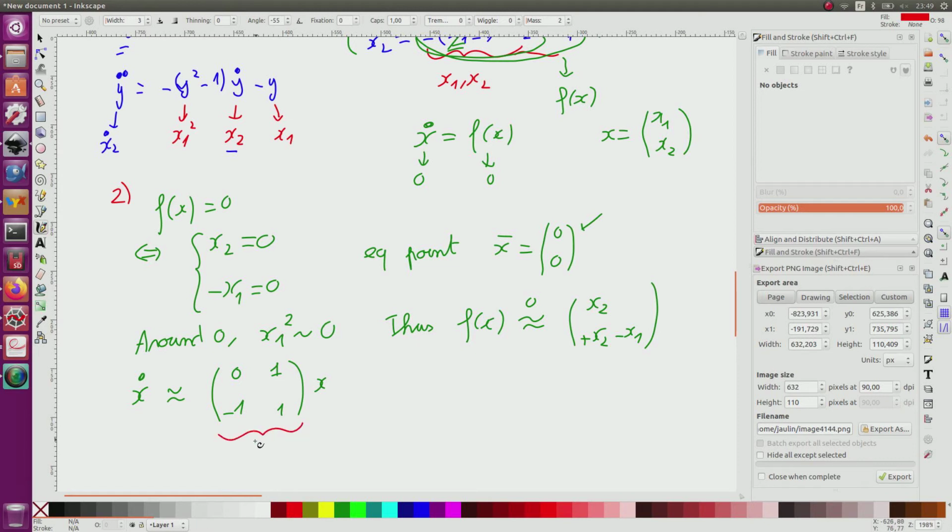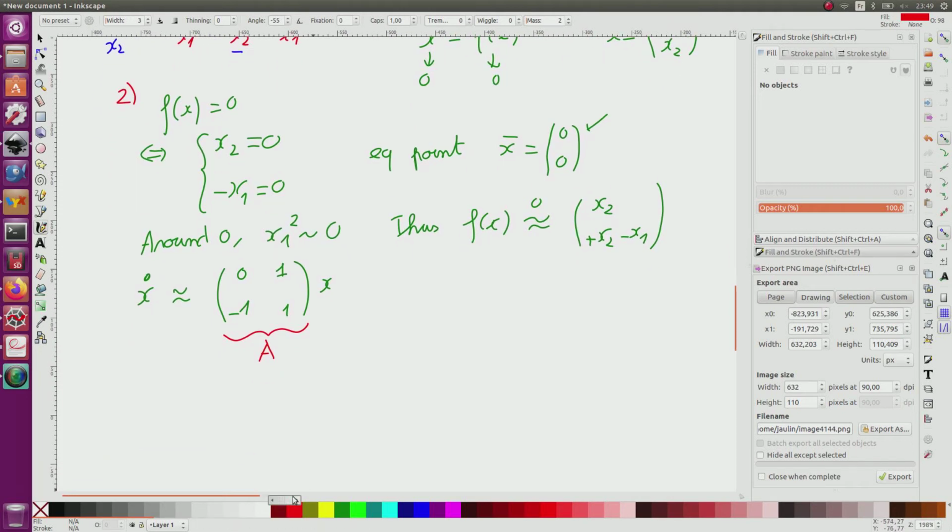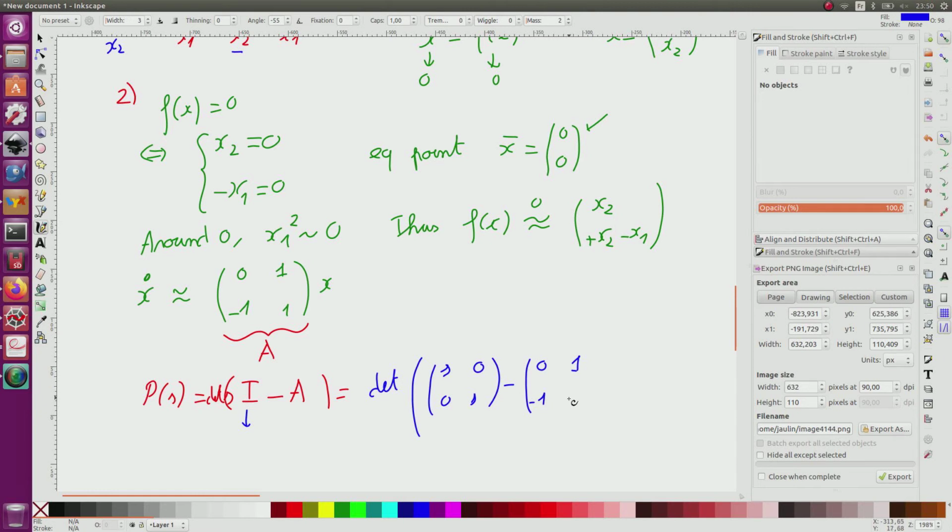This corresponds to the evolution matrix A, and we know that the eigenvalues of A will give me some information about the stability. So to compute the eigenvalues, I will compute the characteristic polynomial P of S of this matrix. So it corresponds to the determinant of S times identity, where S is a Laplace variable, minus A. This one corresponds to S times identity, minus A, with A equal 0, 1, minus 1, 1.